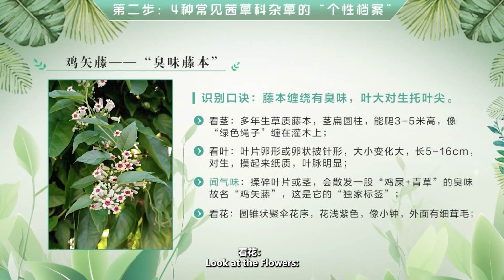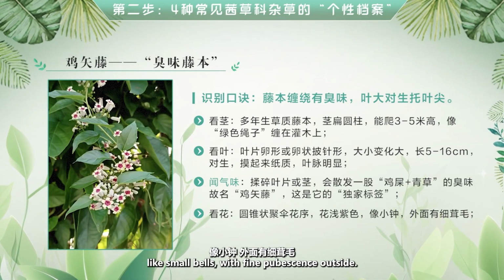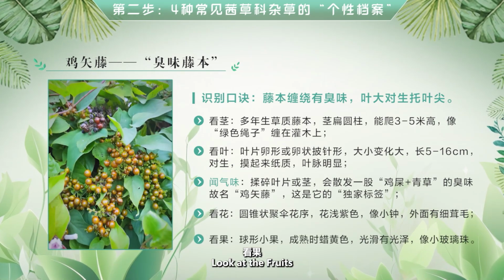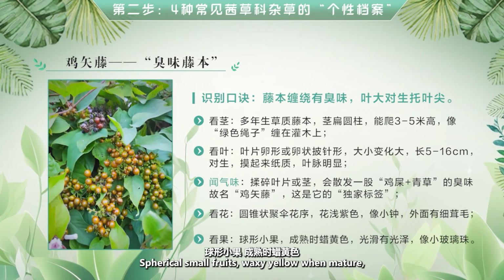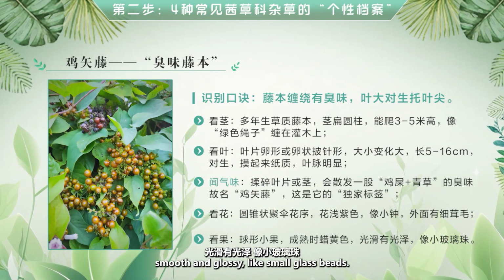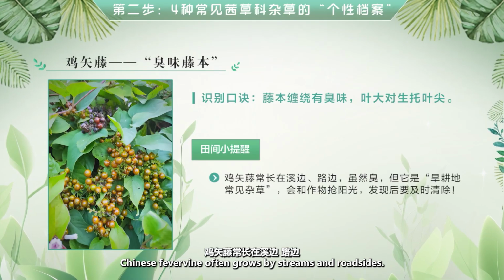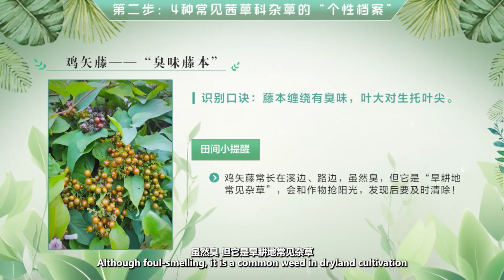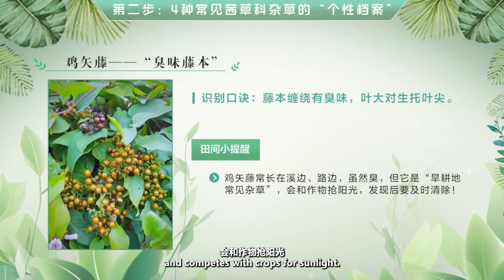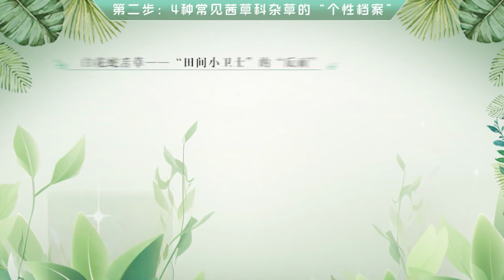Look at the flowers. Paniculate cymes, flowers pale purple, like small bells, with fine pubescence outside. Look at the fruits. Spherical small fruits, waxy yellow when mature, smooth and glossy, like small glass beads. Field reminder: Chinese fever vine often grows by streams and roadsides. Although foul-smelling, it is a common weed in dryland cultivation and competes with crops for sunlight. Remove promptly when discovered.